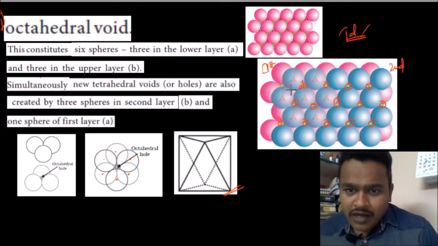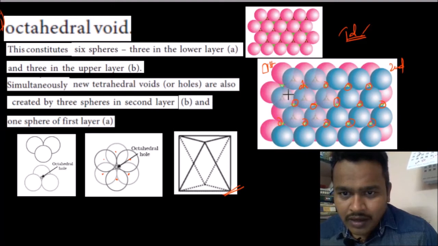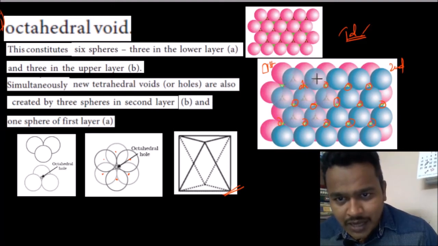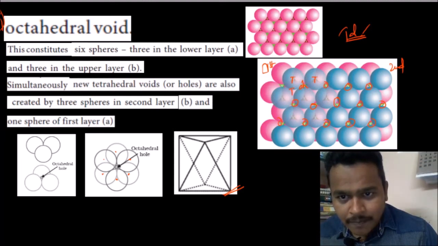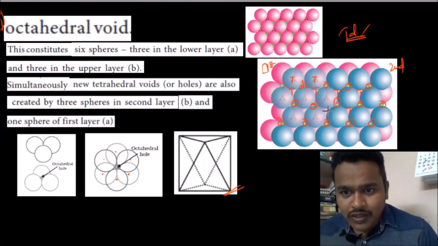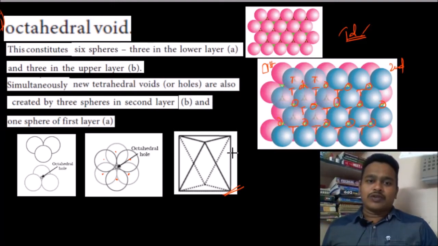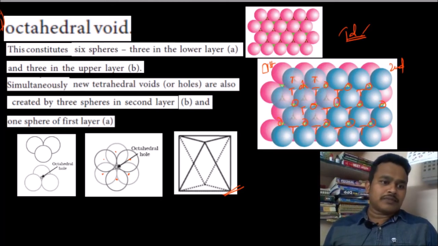In the remaining places, I can also form the tetrahedral void. Already these X gaps are there. This is tetrahedral, this is tetrahedral, and see, this is also tetrahedral. All these are tetrahedral voids. You can observe both voids once the second layer is formed. So you have studied both things now.